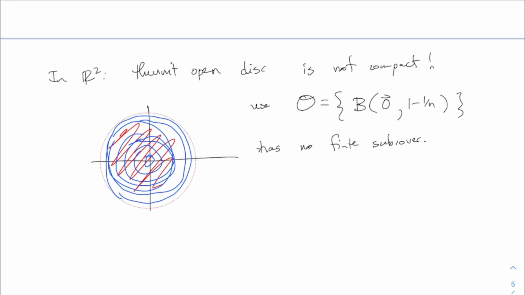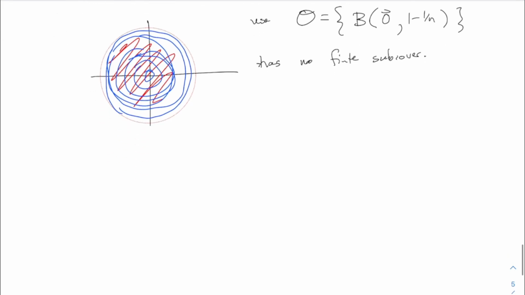All right, I got some for you to try. Your job in each case is to show it's not compact. What you have to do is describe an open covering and then say that this open cover has no subcover. So show it's not compact in each case.